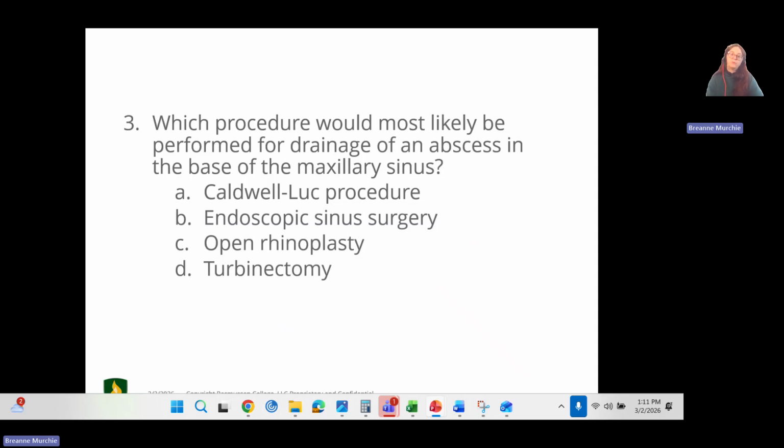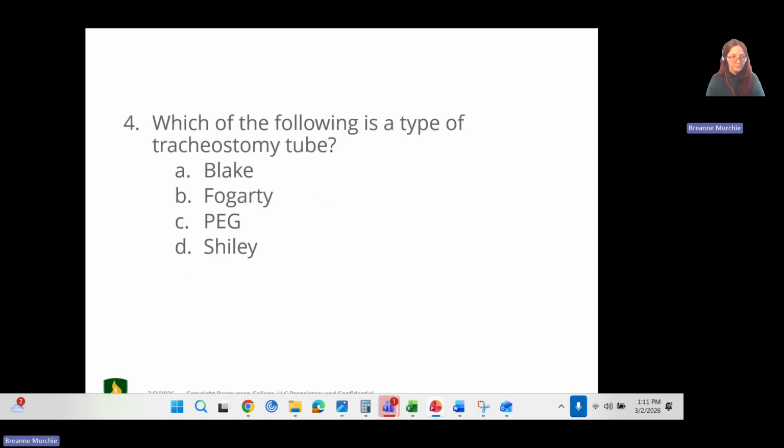Okay, number 3, which procedure would most likely be performed for drainage of an abscess in the base of the maxillary sinus? And I showed you an image of this incision, the gingivobuccal incision. That is called a Caldwell-Luck procedure. And that is going to be that gingivobuccal incision to get to the maxillary sinus.